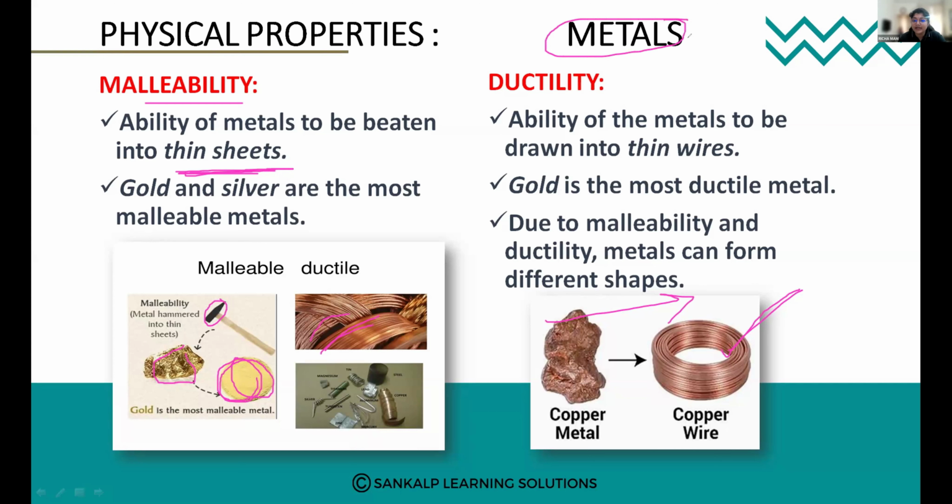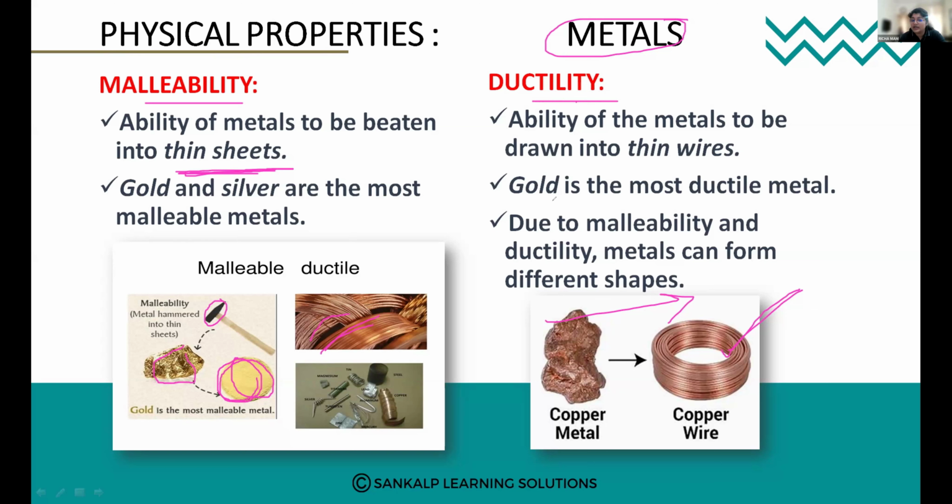Which properties have we seen? First is metallic luster, that is, they are shiny; they have a shining surface. Second is hardness. Metals are hard. Third is malleability. What do you mean by malleability? They are converted into thin sheets. Then the next property is ductility. What do you mean by ductility? They are converted into thin wires.